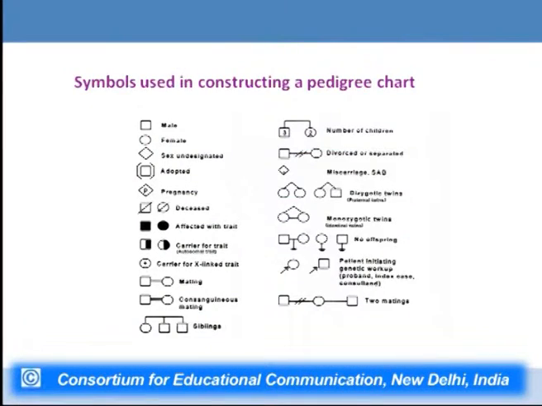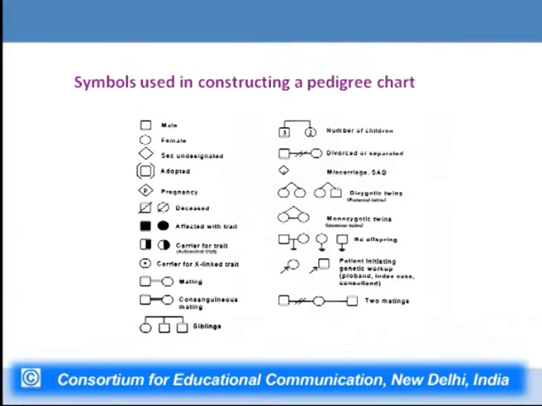So if a male is affected or a female is affected, the square and circle will be completely shaded black. In case the individuals are heterozygous, that is they are carriers for a trait, in case of recessive traits, then half the part of the square and half the part of the circle will be shaded. Any carrier for an X-linked trait, X being the chromosome which is present in 2 copies in females and 1 in males, any female who is a carrier for an X-linked trait will be represented by a circle with a dark dot present in between.